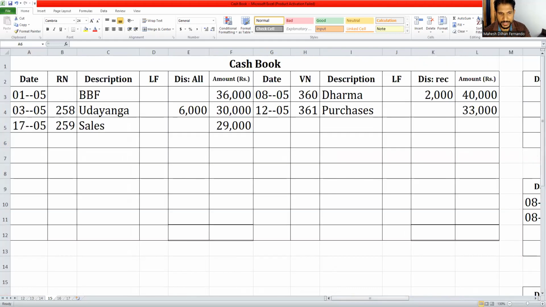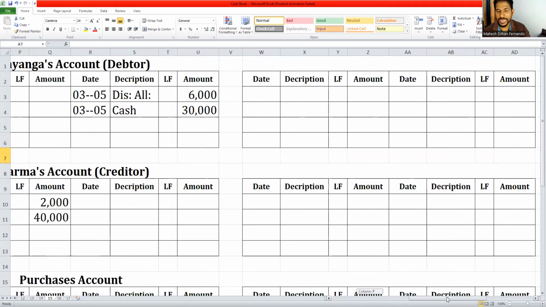The date is 19th May. Receipt number 260. Description capital. In cash, we have introduced only 30,000. Cash book debit 30,000. And credit the capital account. Open an account for capital. Name the next account as capital.